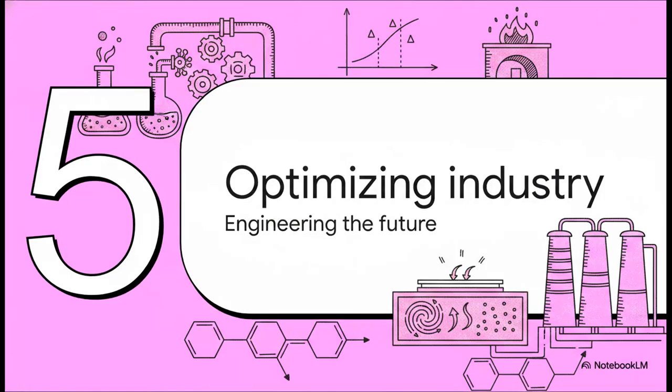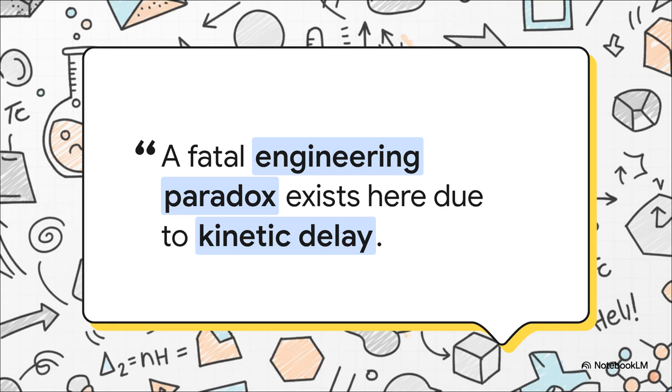Section 5. Optimization of Industry and Life. Now, applying this theoretical lens directly to massive industrial chemical engineering, we find the Van Hoff equation pushed to its absolute breaking point in the Haber-Bosch process. This is the process that synthesizes the ammonia used in basically all global fertilizers.